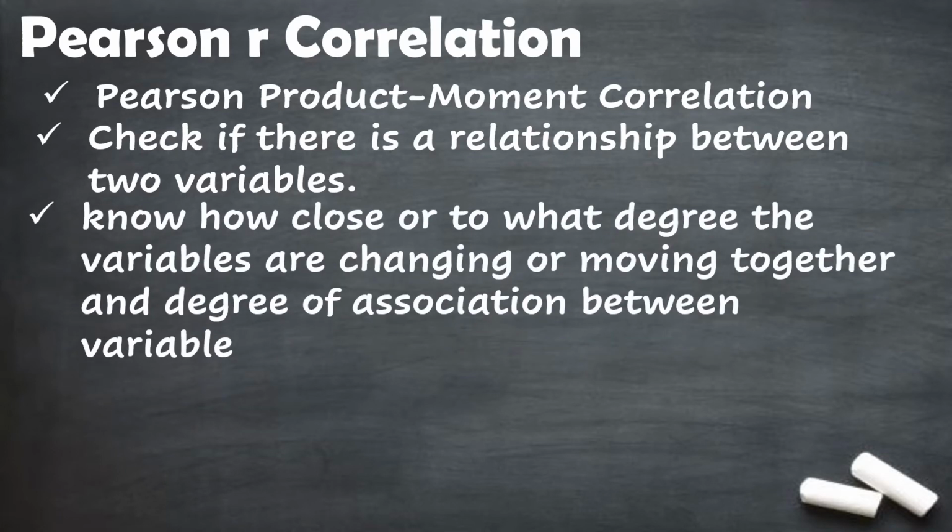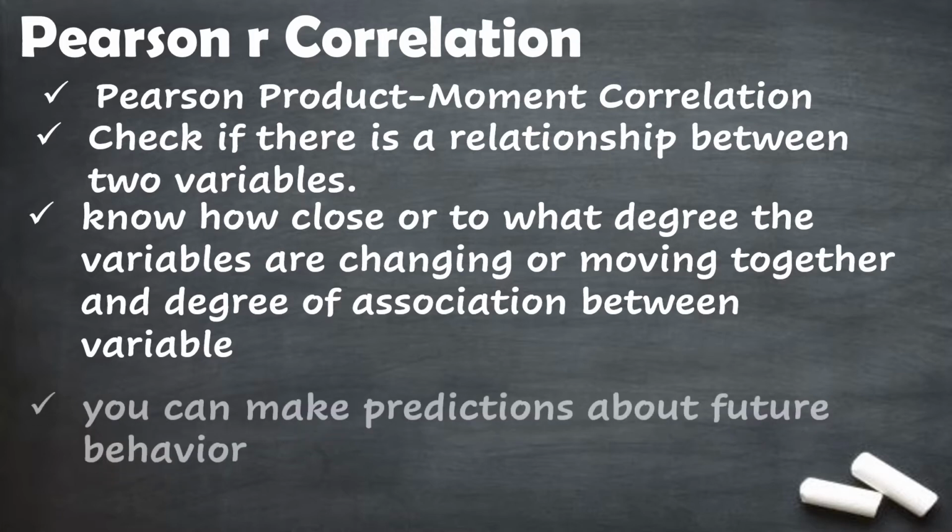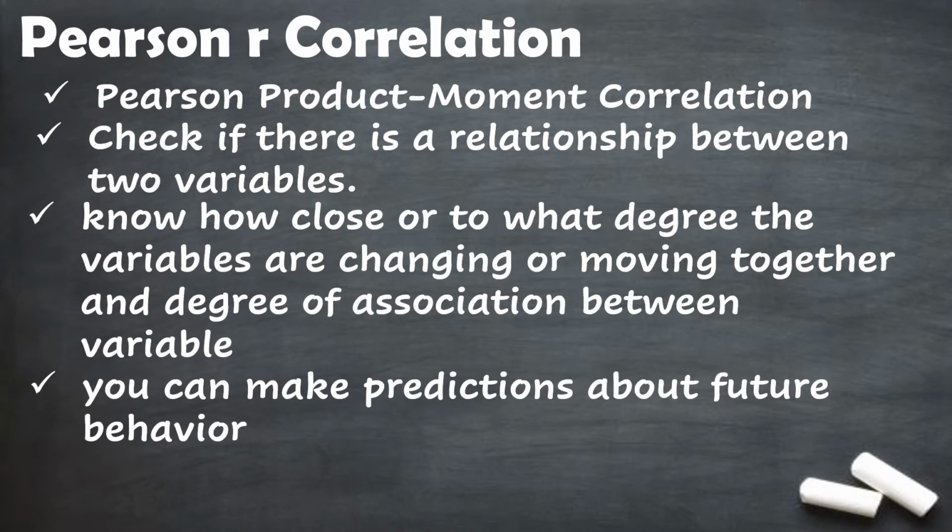Using Pearson-r correlation, we can also know how close or to what degree the variables are changing or moving together, and the degree of association between the variables. So we will know if there is a high correlation or a low correlation between the two given variables using Pearson-r correlation. Using Pearson-r correlation, we can also make predictions about future behavior.